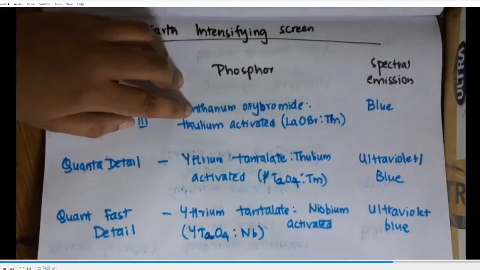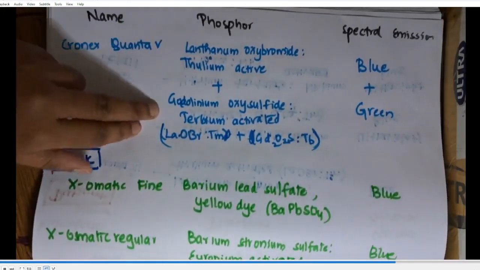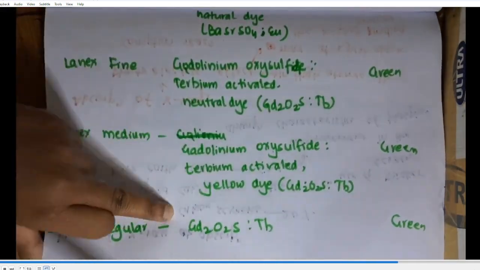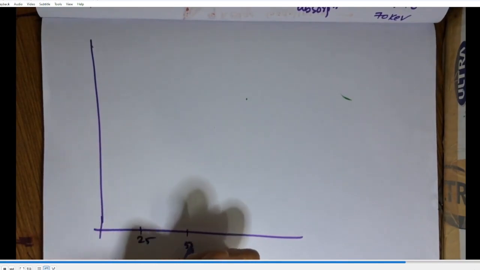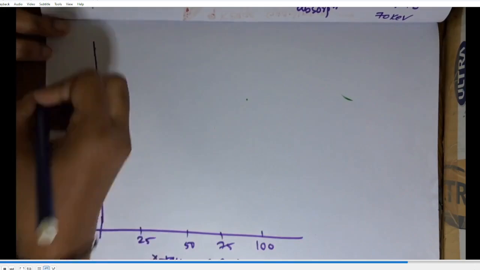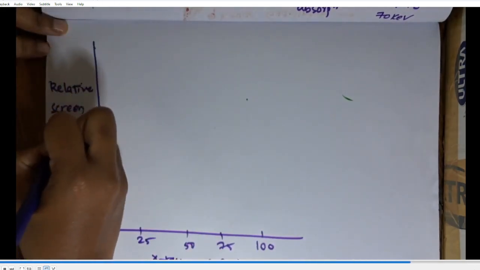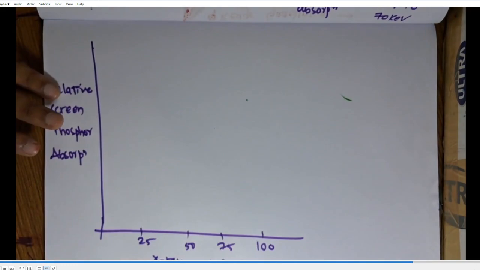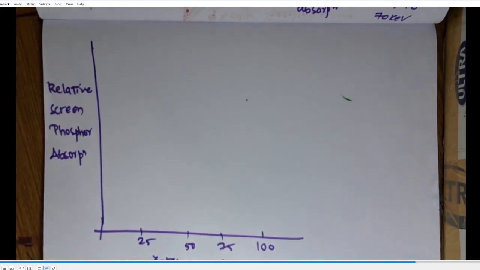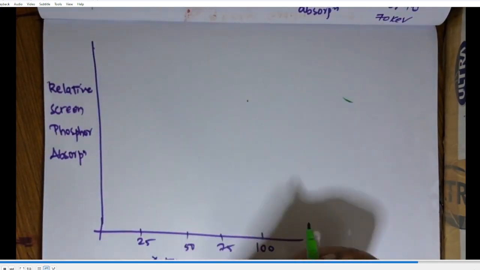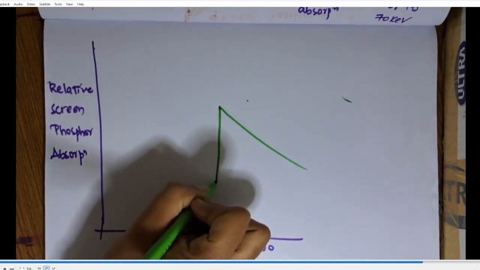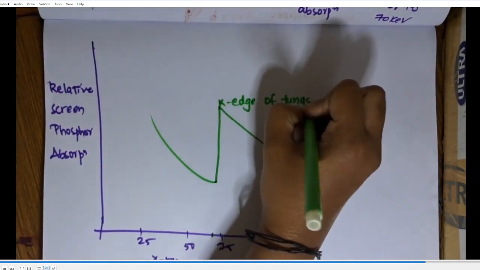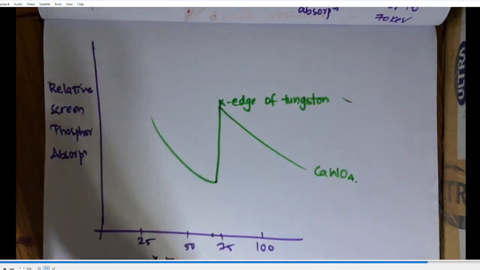Finally, we have one more group of compounds which are not rare earth elements, but they have properties of rare earth elements, like yttrium tantalate. Before that, we will see yttrium oxysulfide. This is the picture showing the X-ray absorption of yttrium in comparison with calcium tungstate. We know calcium tungstate has a K-edge of 70 kilo electron volts, where the absorption is maximum.